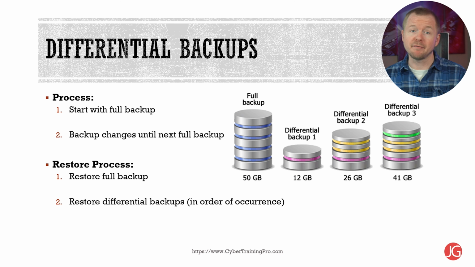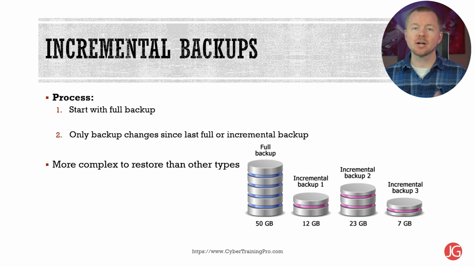Differential backups start with a full backup, and then only the things that have changed are going to be backed up going forward until a new full backup is completed. To restore a differential backup, you first have to restore the last full backup, and then you can restore any differential backups in the order of when they were ran. For example, if we had a full backup that ran on Sunday night, and then a differential backup that ran on Tuesday night, and then a crash on Wednesday, we would have to restore Sunday's full backup and then Tuesday's differential backup.